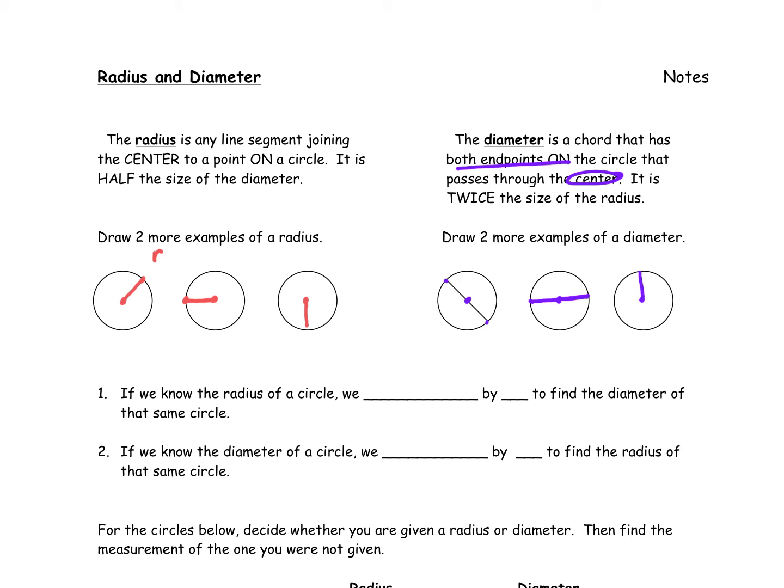And I'm going to choose to draw my diameter horizontally. So that's a diameter. When we work with that, sometimes it's easy to get those two confused. So here's a way, Mrs. Nord's way, to keep that straight.